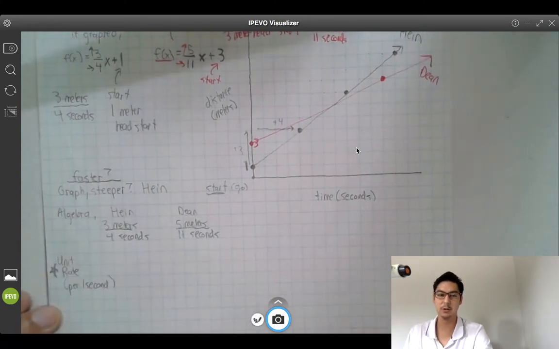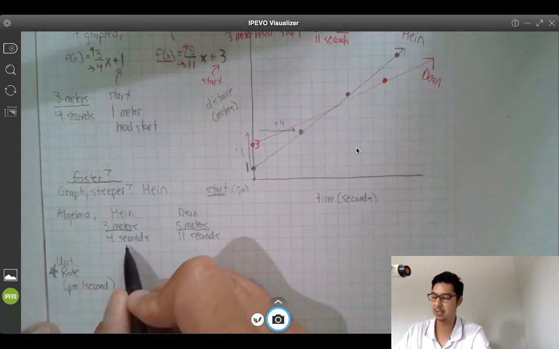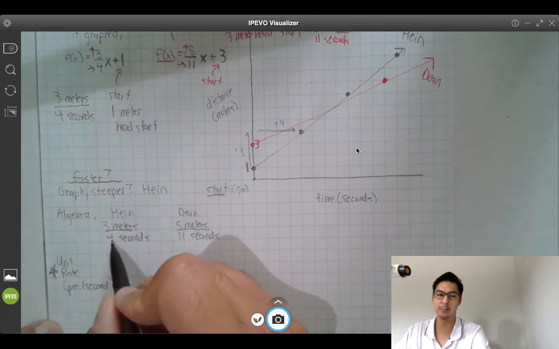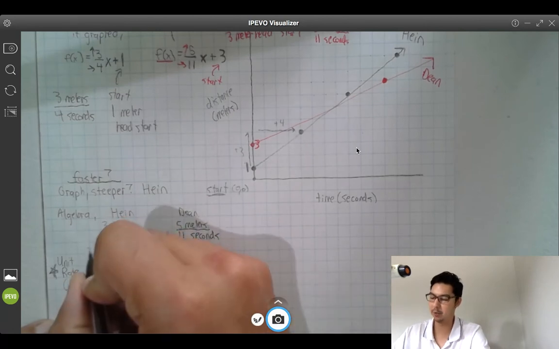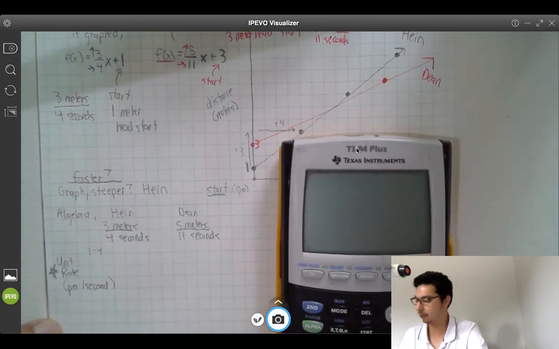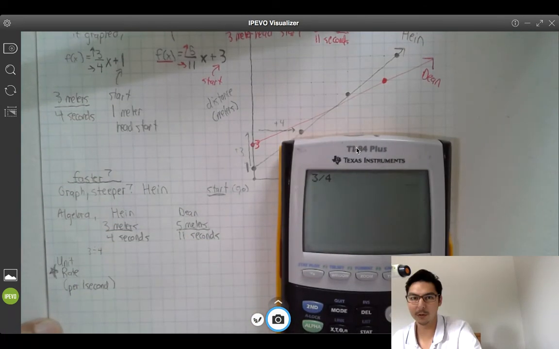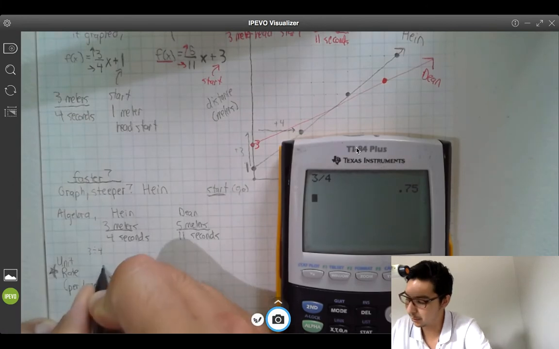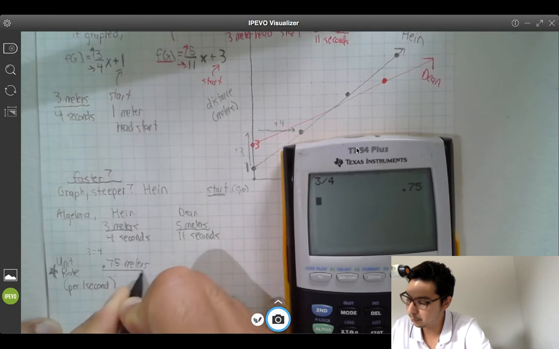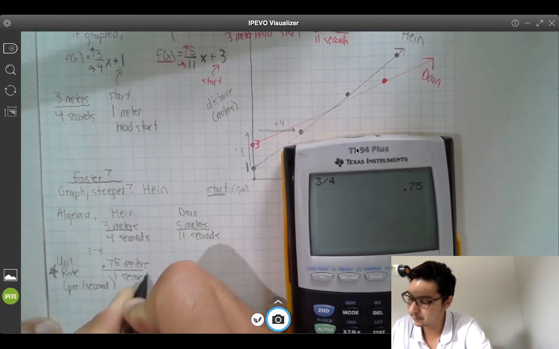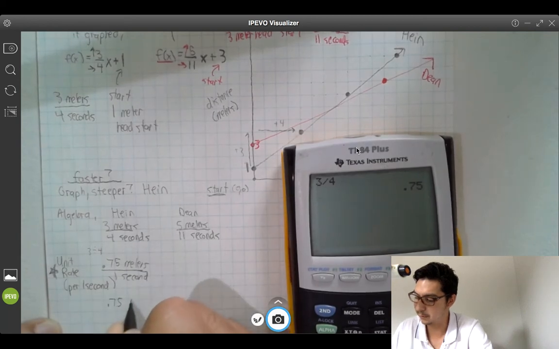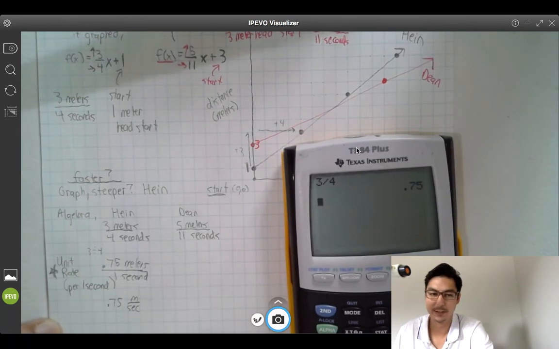Now, how do you get the unit rate? Well, if it's 3 meters for 4 seconds, I want to know how fast am I going per 1 second? Just do 3 divided by 4. If you use a calculator for that, what we get is 0.75. So I was going 0.75 meters per 1 second, or you could just write 0.75 meters per second. They're both saying the same thing.